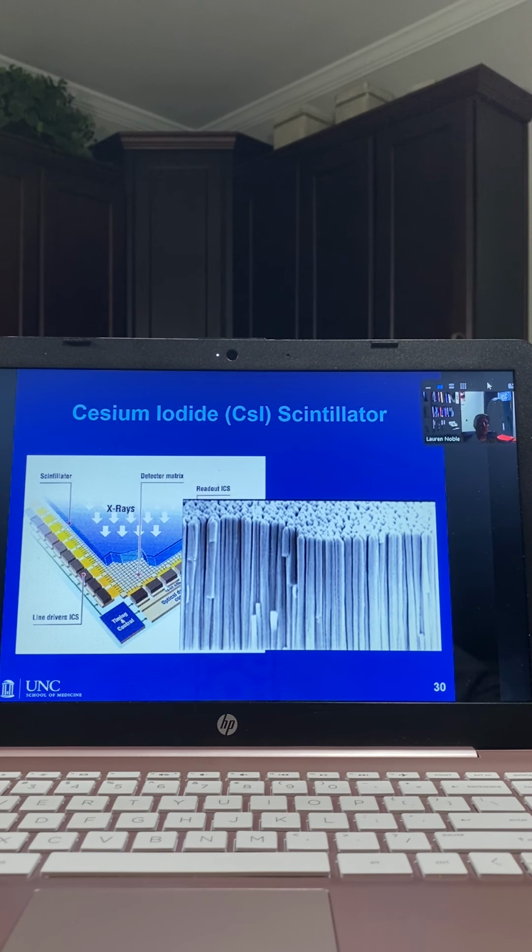So what you're seeing here is just a graphic representation of this being the cesium iodide, these little needle phosphors, and then the active layer is down below here. Okay, so that's what you see there. So that's the cesium iodide, what it looks like.